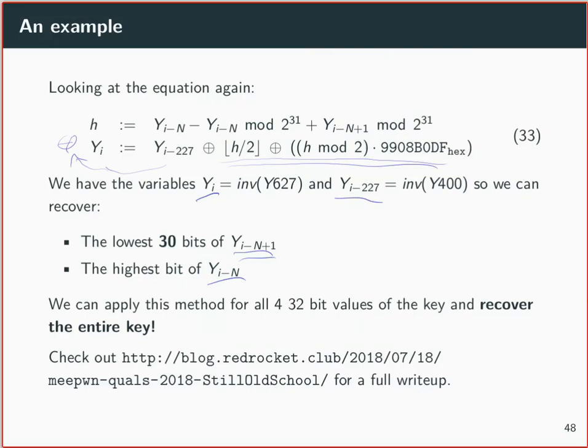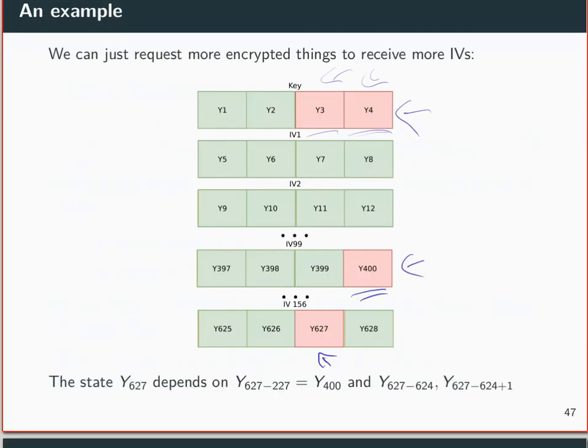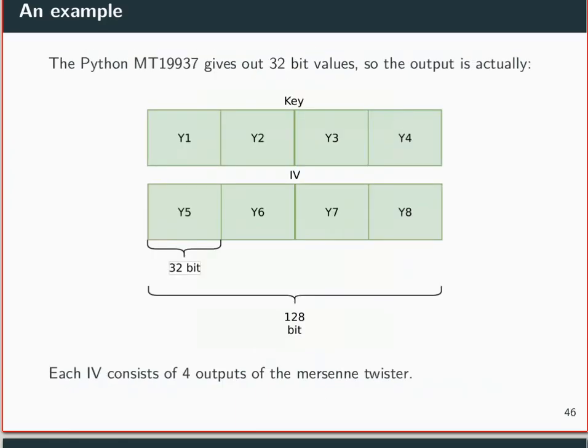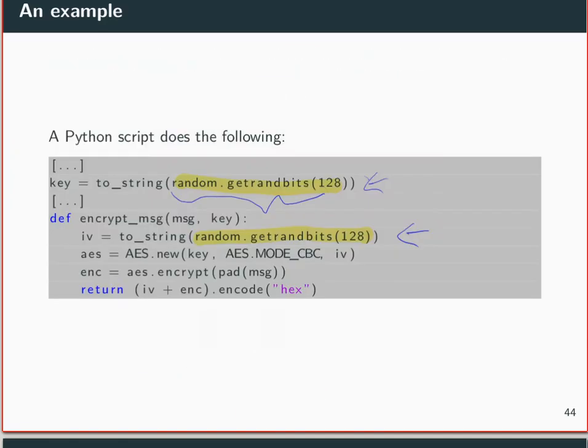And of course we can do that for all the values. We can then slide. We can then use this value and this value to recover this value and the highest bit of this value, and so on and so forth. So just with an oracle like that just gives us IVs, we collect enough internal states of the Mersenne twister to calculate what was before and to calculate the key.